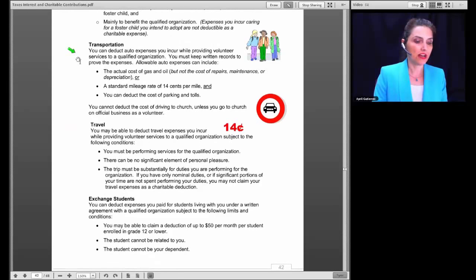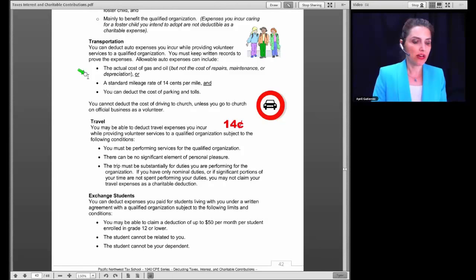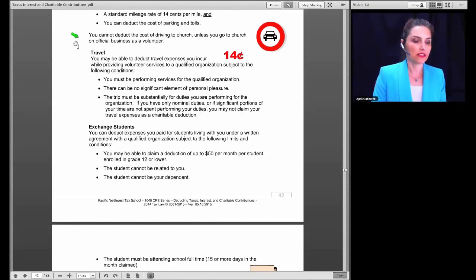Transportation, you can deduct auto expenses you incur while providing volunteer services to a qualified organization. You must keep written records to prove the expenses. Allowable auto expenses can include the actual cost of gas and oil, but not the cost of repairs, maintenance, or depreciation, or they can claim a standard mileage rate of 14 cents per mile, plus you can deduct the cost of parking and tolls.